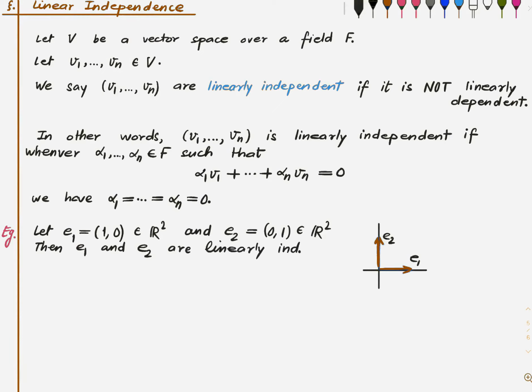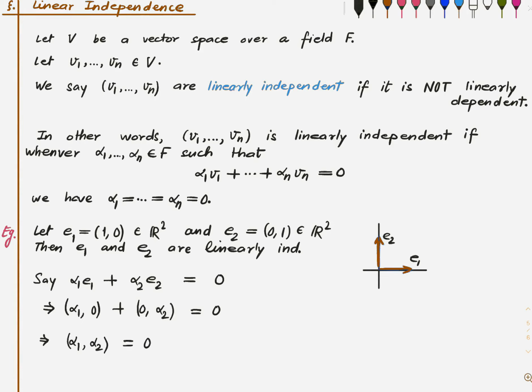How do you show this? So to show this, suppose there is a linear combination that vanishes. So say alpha 1 E1 plus alpha 2 E2 is 0, which means what? Which means alpha 1 (1, 0) plus (0, alpha 2) is 0, which by definition of addition in R2 is the same as saying (alpha 1, alpha 2) is 0. But 0 is just a shorthand for this tuple. 0 is just denoting the additive identity of R2, which is (0, 0). This is (0, 0), which implies alpha 1 is 0. Same is true for alpha 2. And therefore, E1 and E2 are linearly independent.